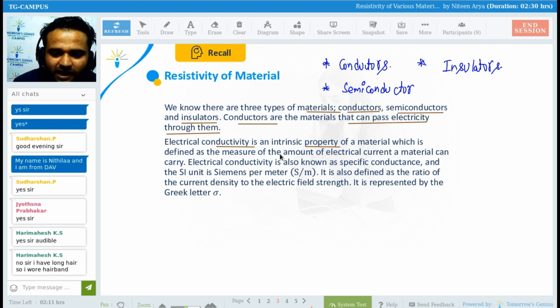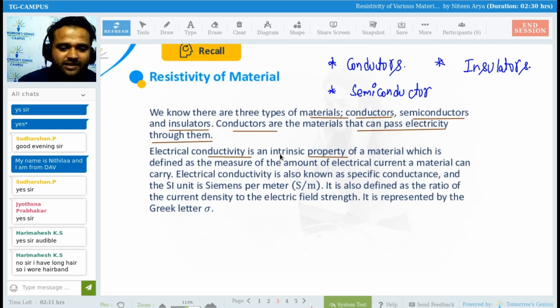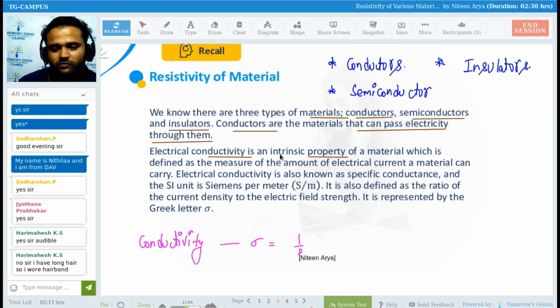So this is Siemens per meter and the Greek letter. I already explained this, still for you guys, this is your conductivity. Give me the answer in the chat box. Conductivity is the reverse of electrical resistivity, L upon R into A.